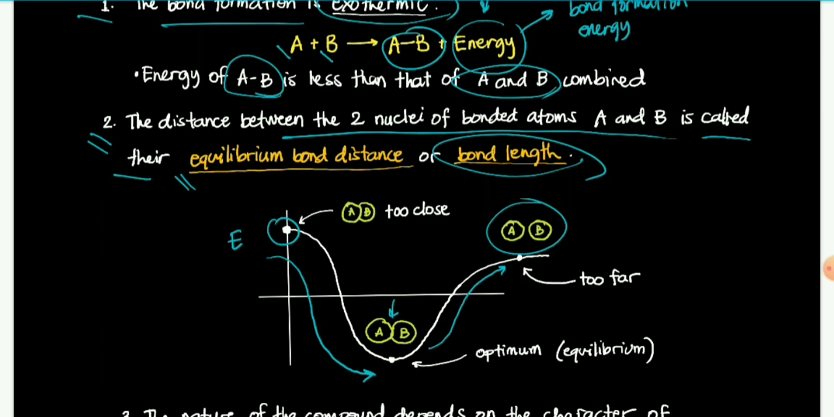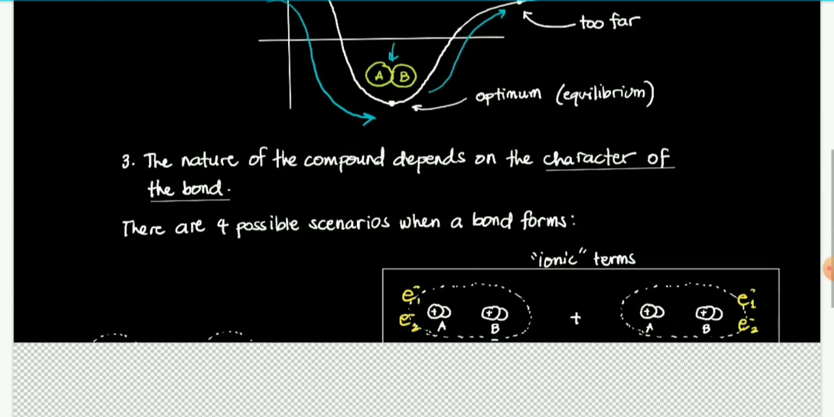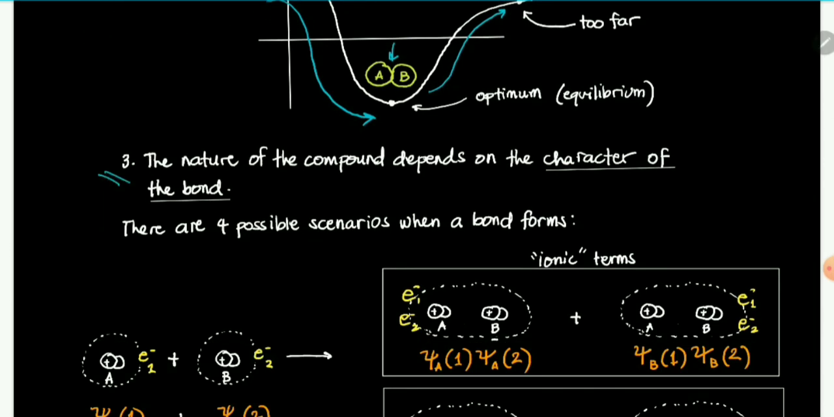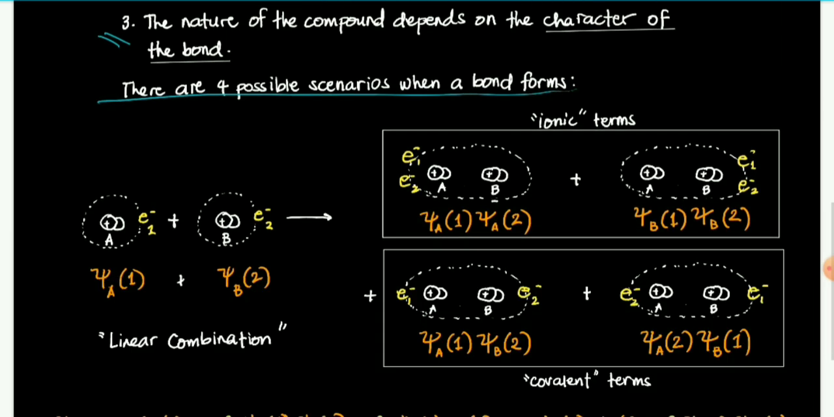Okay? So for the next one, the nature of the compound depends on the character of the bond. So there are 4 possible scenarios kasi kapag nagkakaroon ka ng bond. So again, okay, yung ating mga electrons ay waves. Tinitreat siya as waves in this context. So ibig sabihin, kapag meron kang dalawang atoms na may dalawang wave functions, pagka nagkaroon ka ng overlap ng wave functions na yon, meron kang 4 na possibilities.